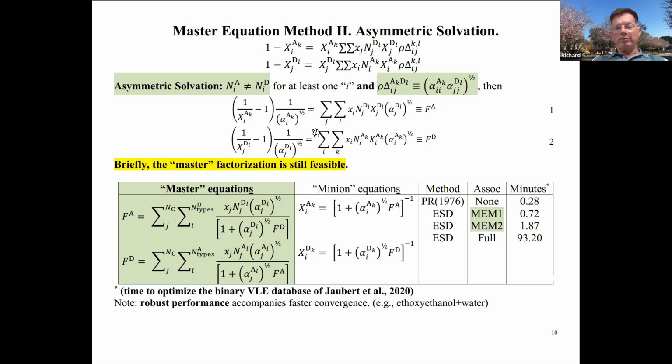Then we come to a problem though. What if you wanted to mix acetone with your water? That's going to be asymmetric because acetone has a donor site, but it doesn't have an acceptor site. So Na is not equal to Nd. Now we need to come up with some kind of a generalization. And that's really what MEM2 is about.